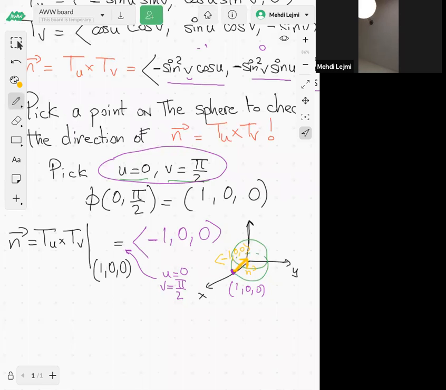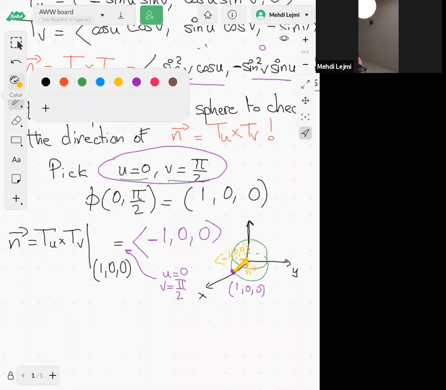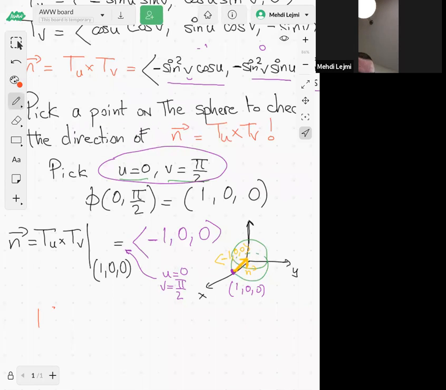So the question is, is this inward pointing or outward pointing? Well, it goes inside the sphere, right? So this vector (-1,0,0) is inward pointing, okay? So this is an inward pointing normal, okay? So that's not the orientation required in this problem.